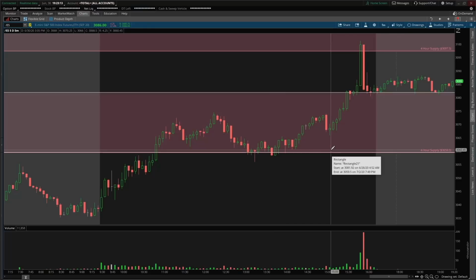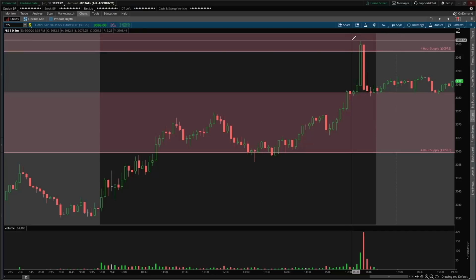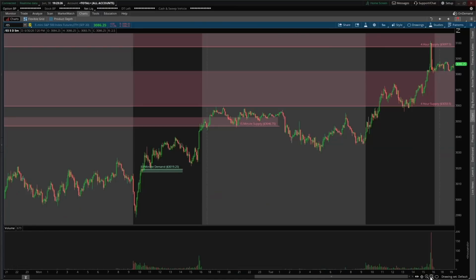Market moves from higher time frame zones to higher time frame ones. They act as magnets, and as you guys can see, we held value in this 4-hour supply and rallied towards the end of the day into this 4-hour supply zone at 3097. So this was a very interesting trade today on the S&P.